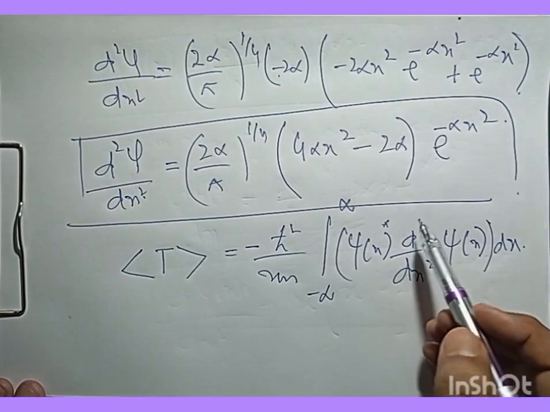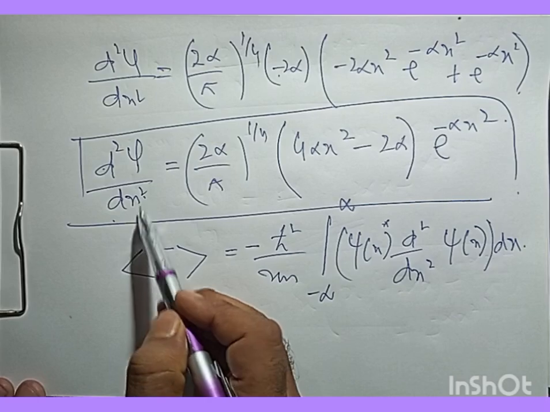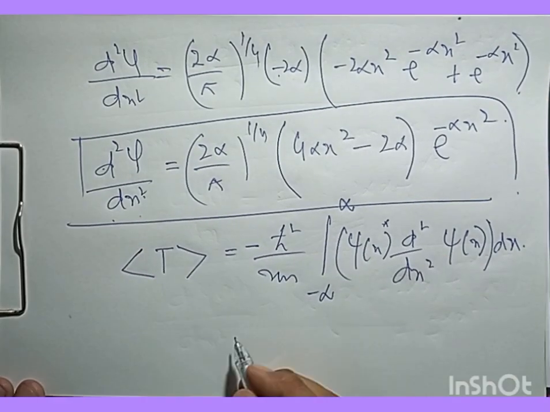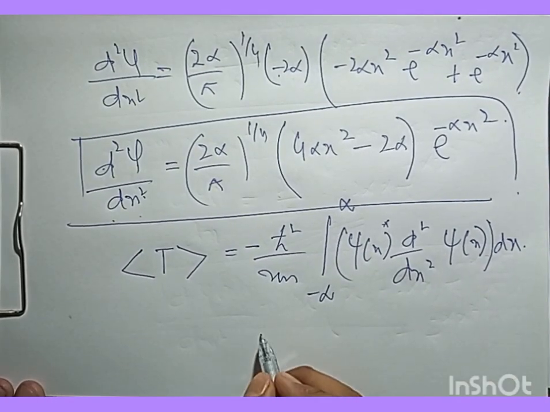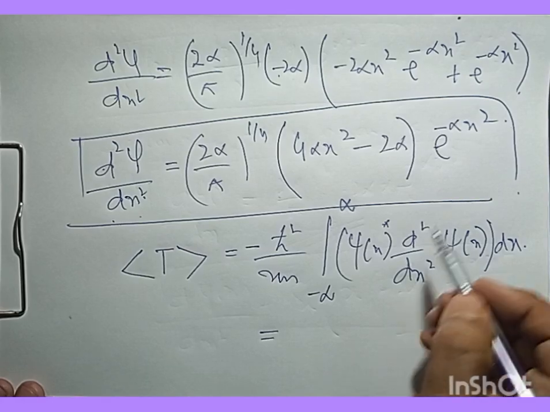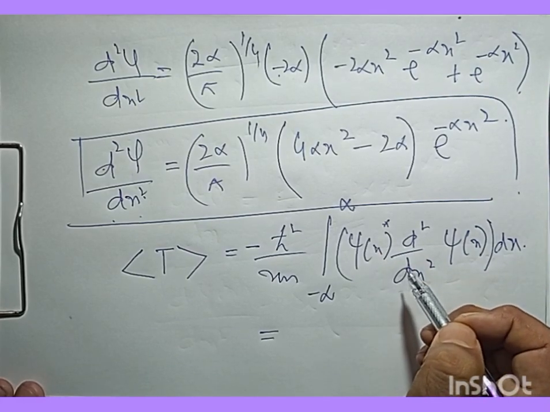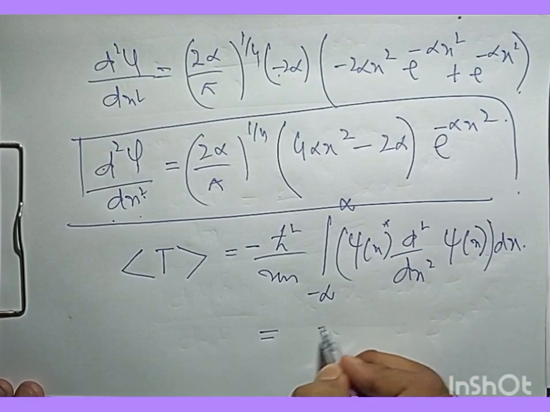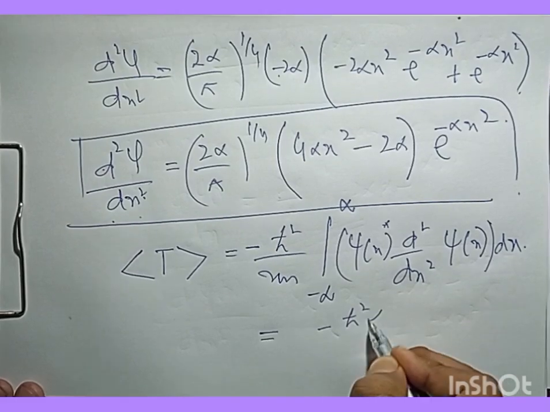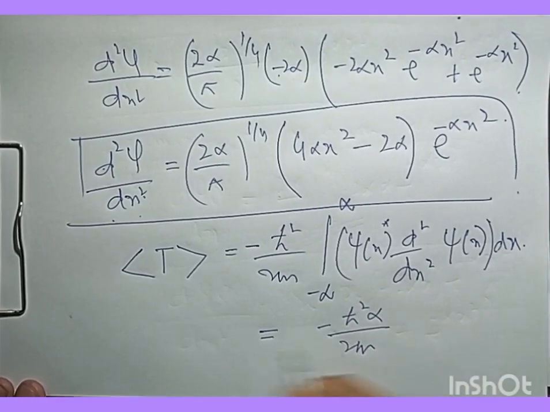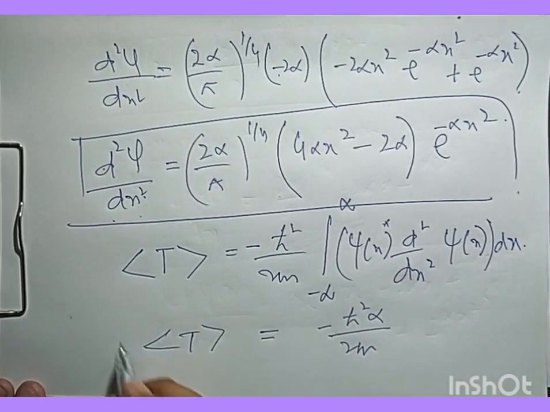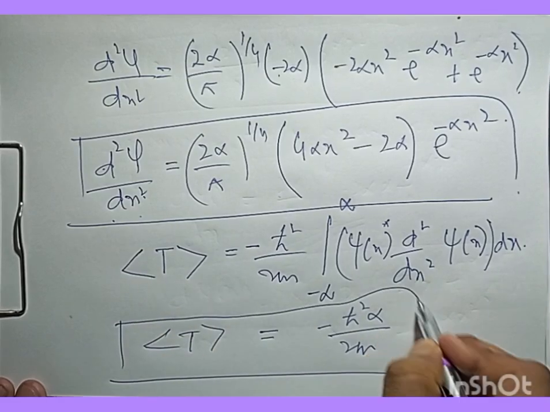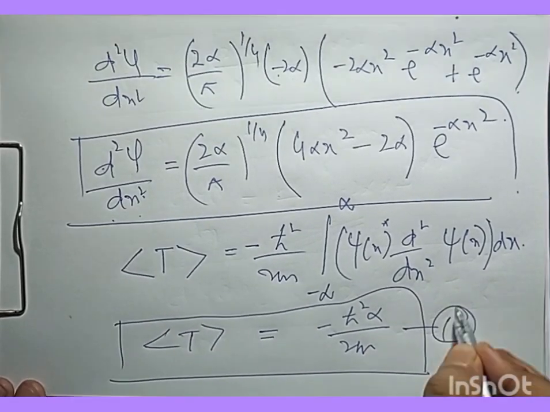And we can use d2 by dx2 in this integral, and after evaluation this whole thing will give us minus h cross square alpha by 2m. So this is my expectation value of kinetic energy. I may call it 1 for the time being.